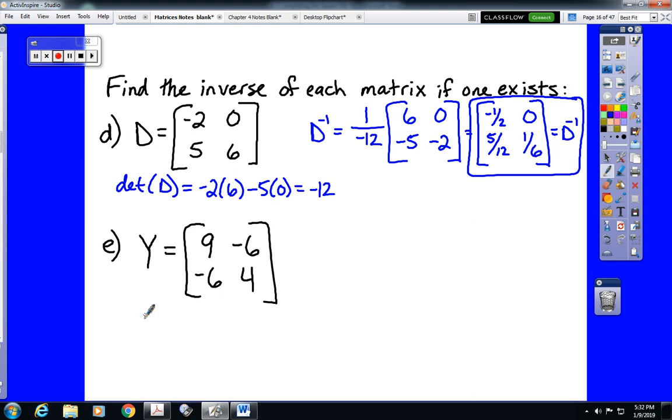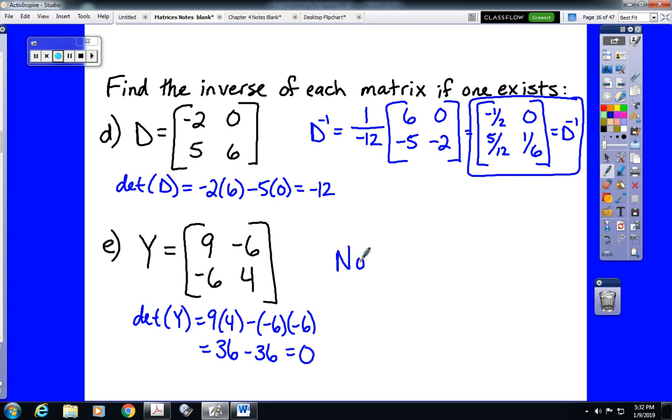Finally, on matrix Y, the determinant of Y is 9 times 4 minus -6 times -6. That is 36 minus 36, or 0. We already discussed this. That means that no inverse exists because the determinant of Y is equal to 0.